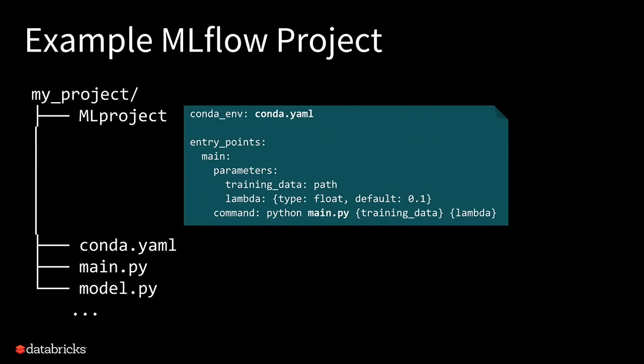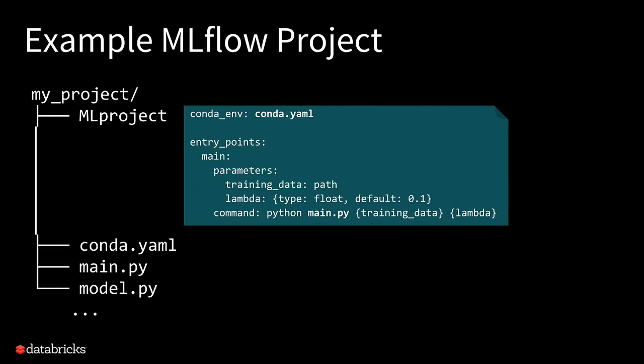Now, what does an MLflow project look like? It's essentially a directory structure. You can see here that we have a configuration file, then a conda YAML file with dependencies, and then two files with code. In general, there could be more things. This is a simple example, but it's going to be a similar layout.